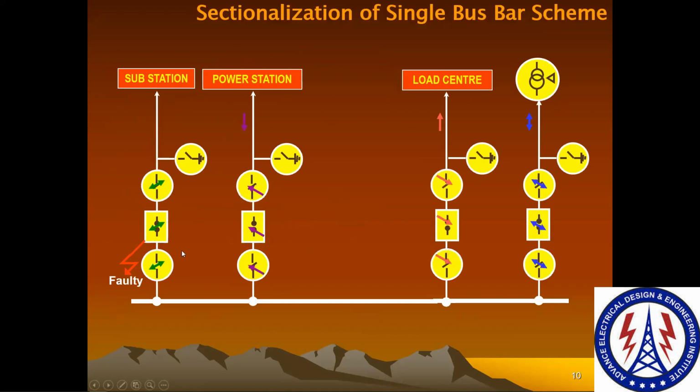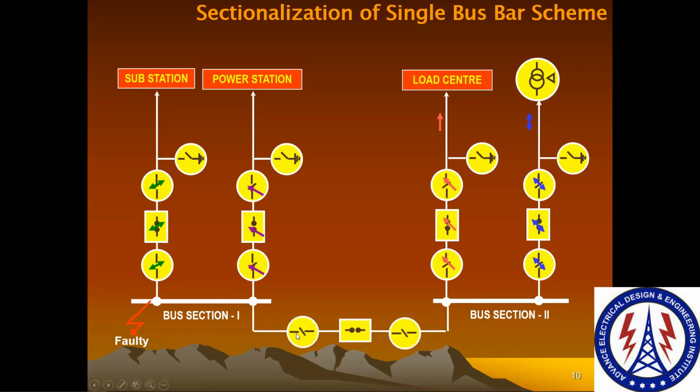The feeder will be gone, so when there's a fault on the bus, we divide this complete substation system into two parts, section 1 and section 2. Then we provide one bus sectionalizer circuit breaker here, which helps us segregate the substation into two parts, and when there is a fault, it will trip all these three circuit breakers and the other part will remain in healthy condition. So this is how we do it, and when we clear the fault, it will be restored.